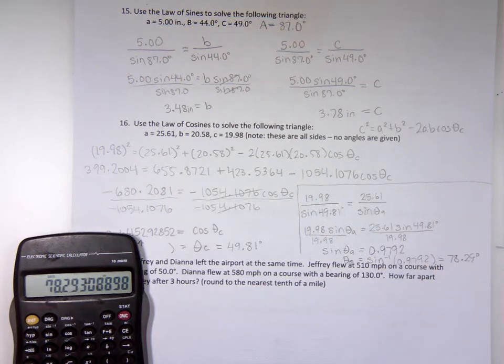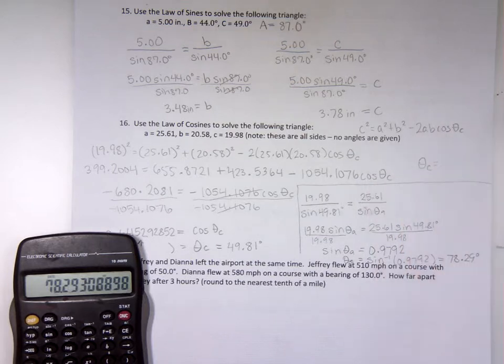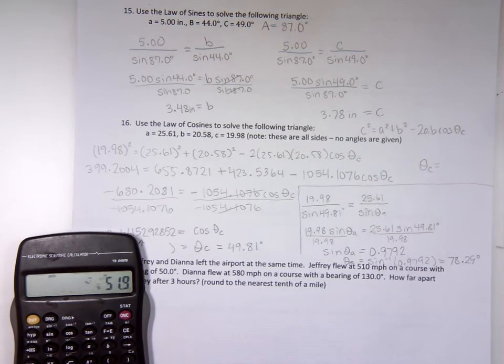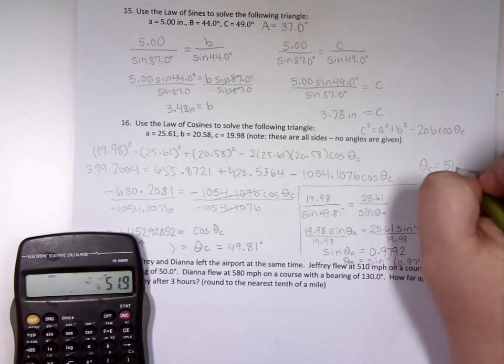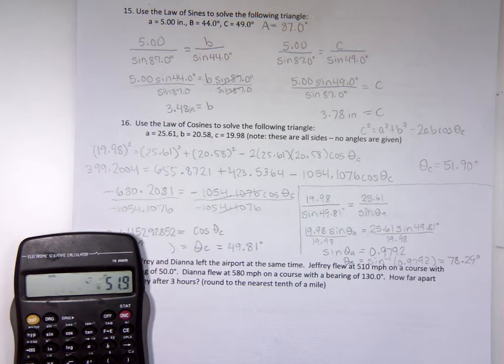And then finally, to get angle C, we're just going to subtract from 180. So I'm just going to put it over here, theta C. So what have we got? 49.81 and 78.29. And we're going to subtract that from 180. And that leaves us with 51.90 degrees. So there we go. There are all of the angles in the triangle.